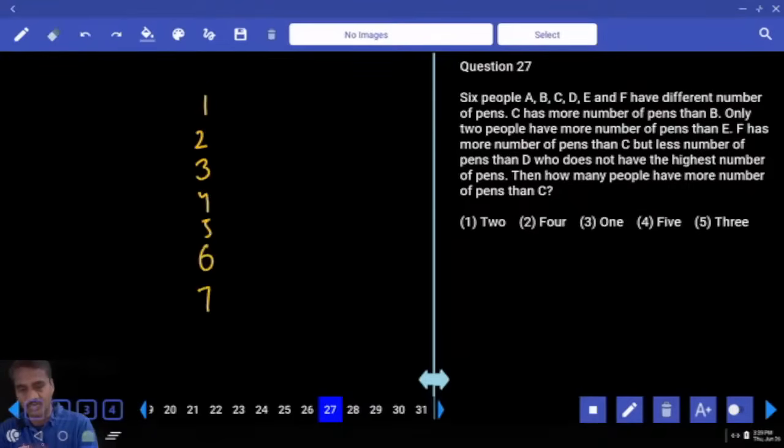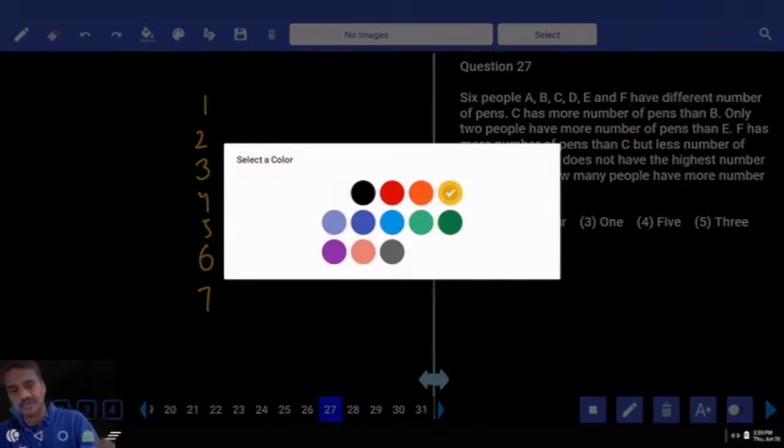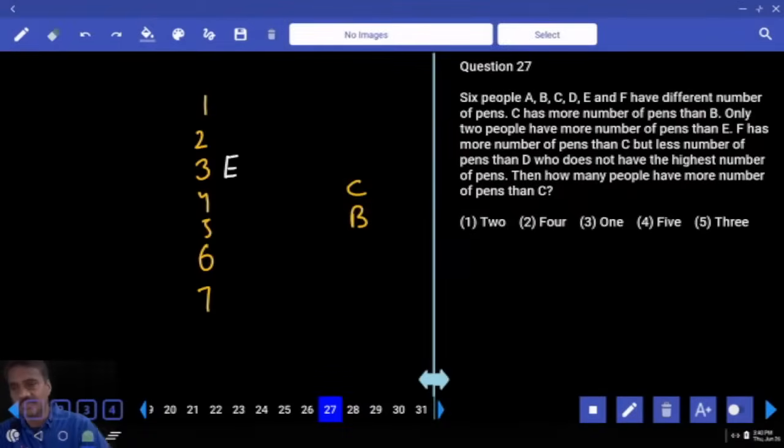How many people have more pens than C? The next one, C has more pens than B. C is having more than B. Only 2 people have more pens than E. Only 2 persons have more than E. The next one, F has more pens than C, but less than D. D does not have the highest number. Clear? Now D cannot have the highest number. D, F, C and B is the order.